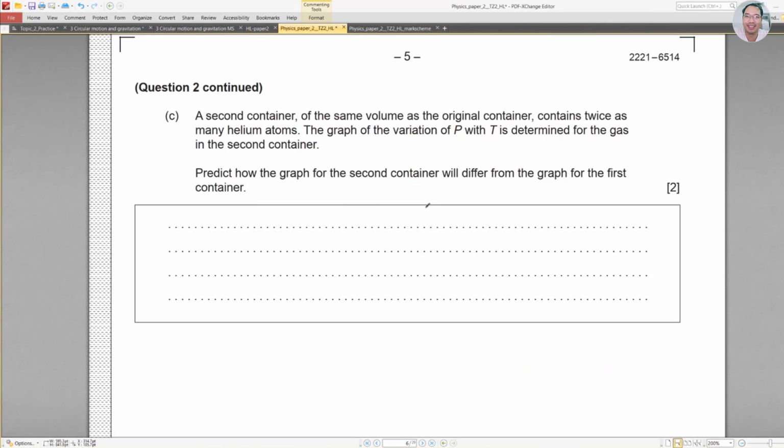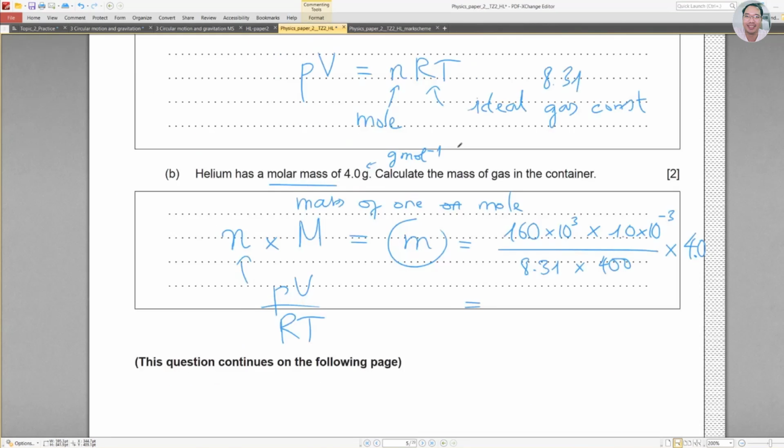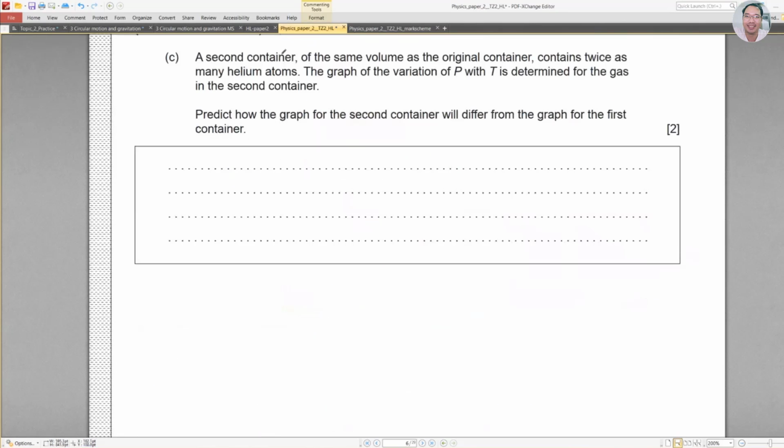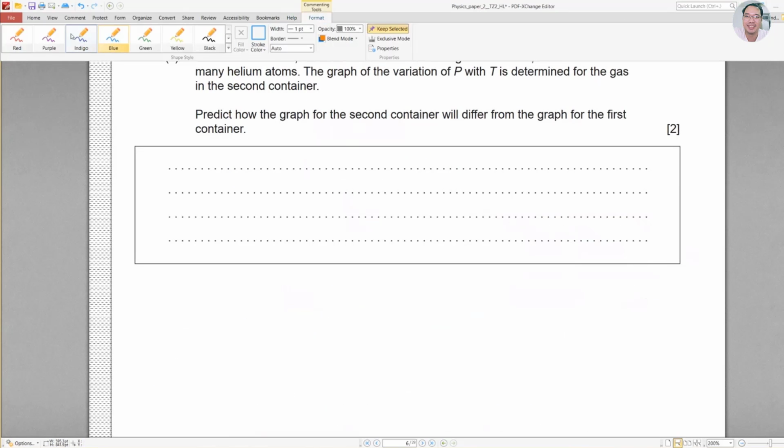Question C. Twice as many helium atoms. What does it mean? What can we deduce from that statement? Twice as many helium atoms, so we will have double the moles and the mass in the second container. How does the graph differ from the first graph? The pressure increases, so it shifts upward.